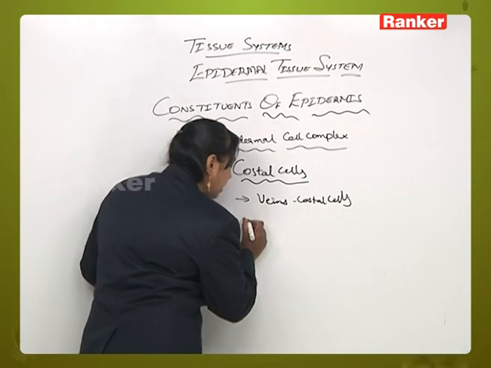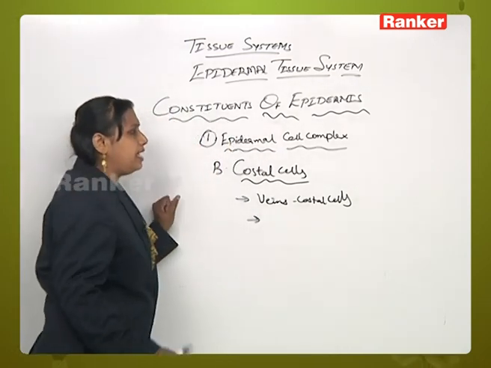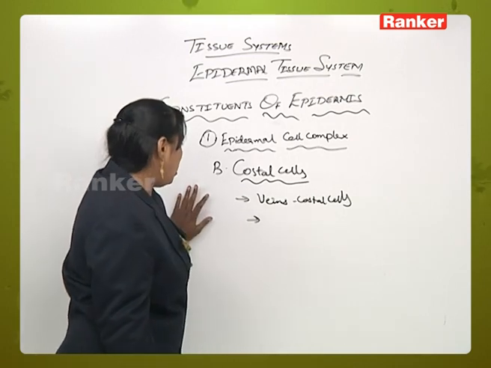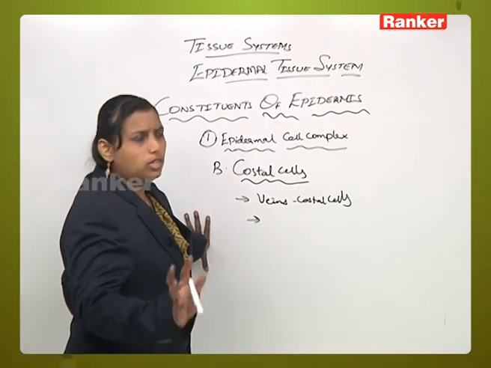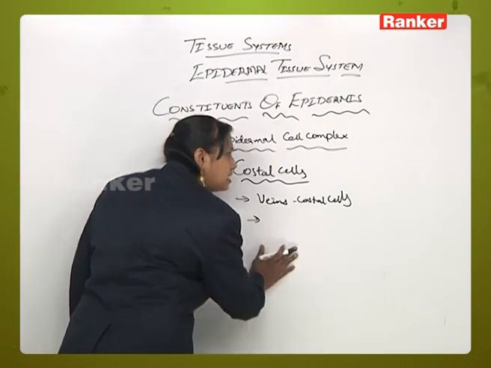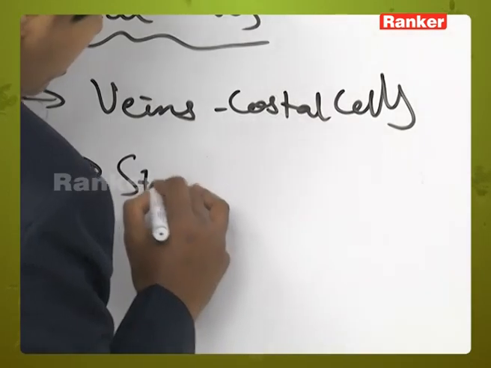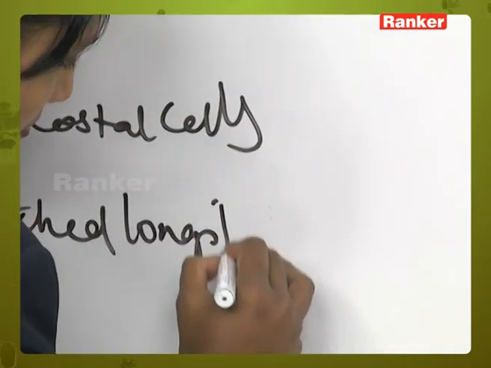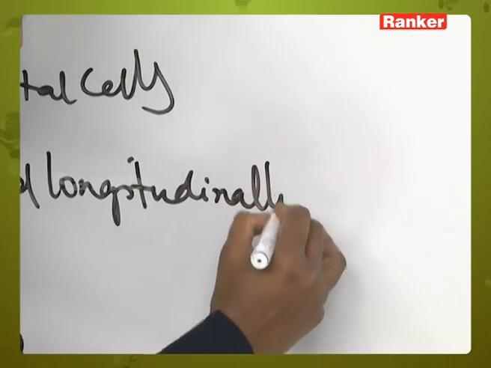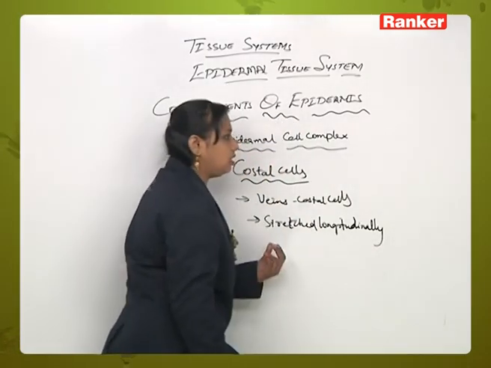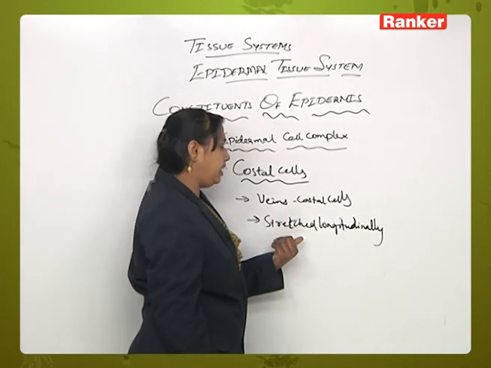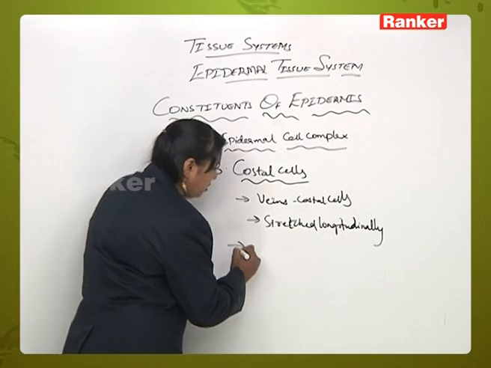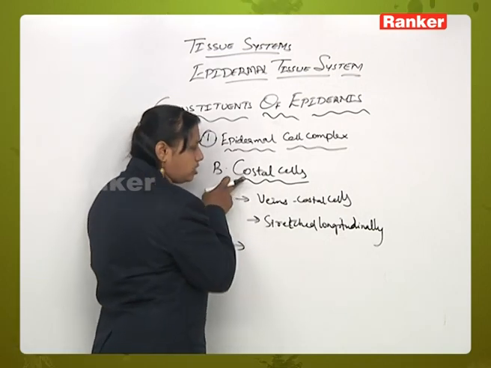Now, these may occur in many rows, or they may be arranged laterally or parallel to the long axis of the cells. Costal cells are stretched longitudinally and they differ from the epidermal cells. We said that the cells which are present on the veins are called costal cells.